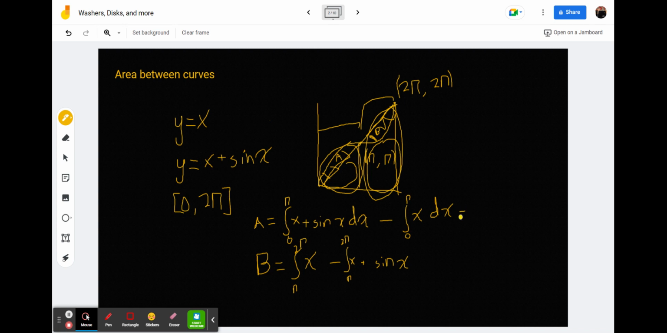So what we can do here is that because both of these integrals have the same bounds, we can combine them. And we'll get x plus sine x minus x dx. But the thing is, these x's cancel out, so we're just left with sine x dx. And here, we're left with the same thing, because these x's will cancel out, and we'll get pi to 2 pi of sine x dx.